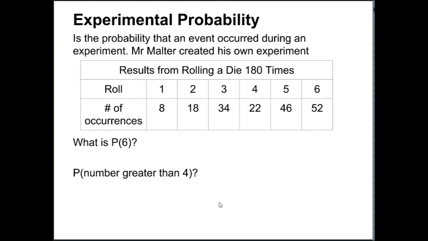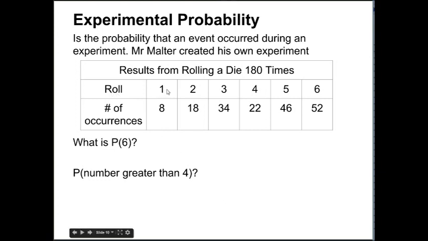So experimental probability is the probability that an event occurs during an experiment. So I created my own experiment with all the free time that I have, and I rolled the dice 180 times. If you look at the top here, we have the roll numbers.